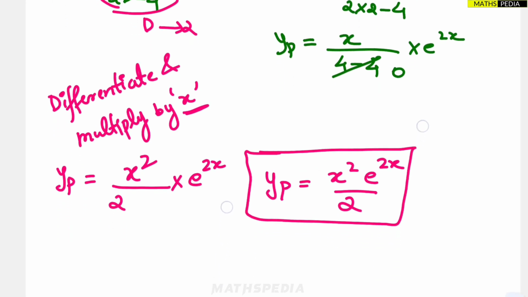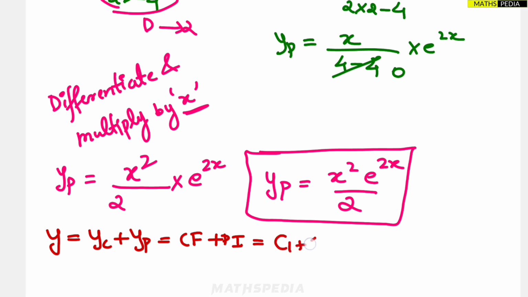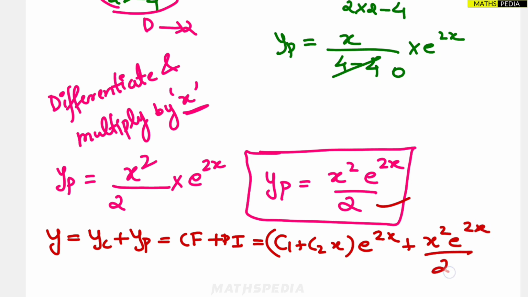Okay, so we can now combine the answer. The final answer can be written as the general solution y is equal to yc plus yp, or in other words CF plus PI, which is equal to yc value, nothing but c1 plus c2 x, e power 2x, plus this value x square e power 2x by 2. This is the final solution. Okay, I hope you understood.